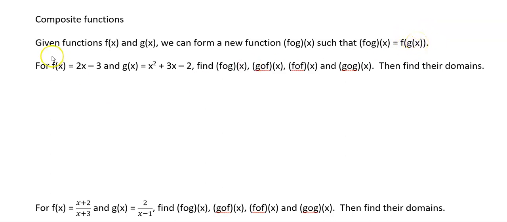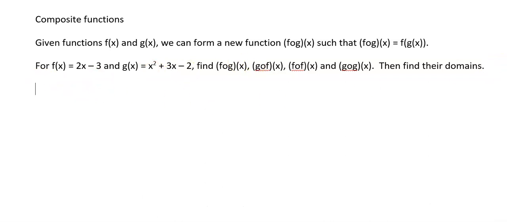All right, so we have two functions. Our first function f is 2x minus 3, and our second function g is x squared plus 3x minus 2. We want to find four different composite functions, and then once we're done, we'll find their domains. All right, so let's start with the first composite function we want to find. We want to find f composed with g.